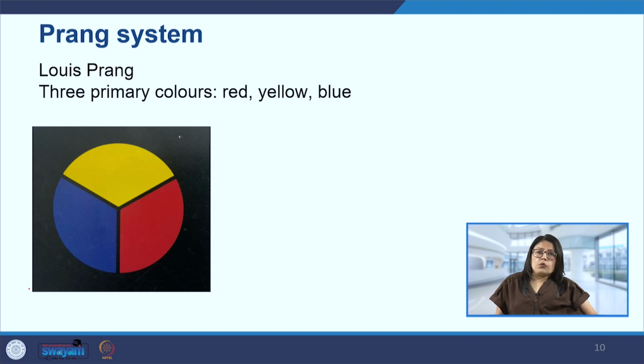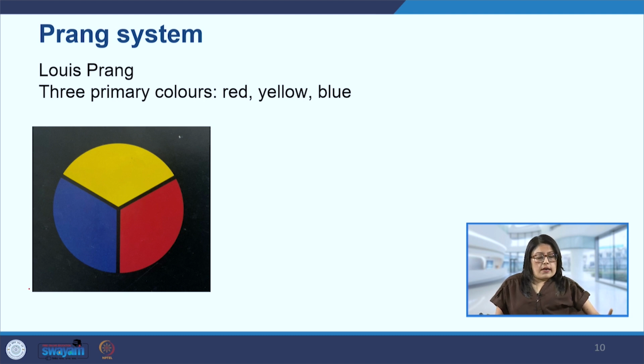Now let us look at a few design theories regarding color, and these are very important because they have helped us understand color and its application to a better level. Now this is the Prang system, which was developed by Louis Prang, and here there are three primary colors, red, yellow and blue, and the understanding here was that when we mix these three colors, we get all the colors that are possible, but these colors cannot be created, so they exist in nature.